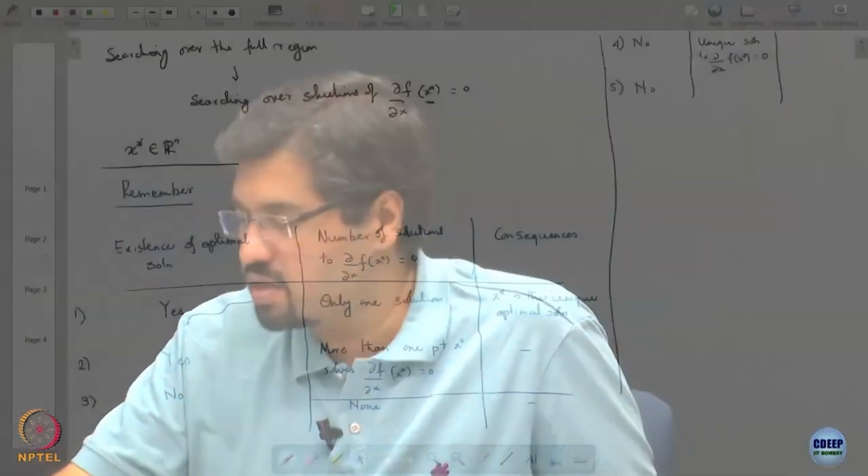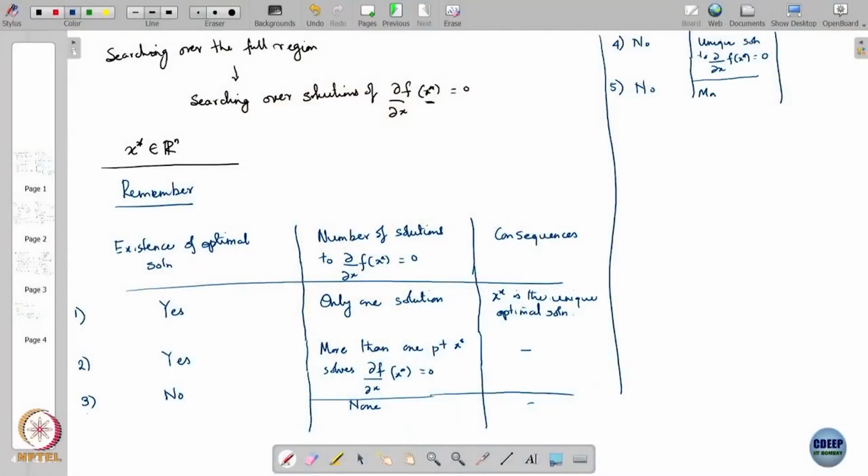And once again, suppose there is no optimal solution, and then there is more than one solution to this. That also does not say anything. Let me illustrate this for you through some examples. So let's do the first case first.